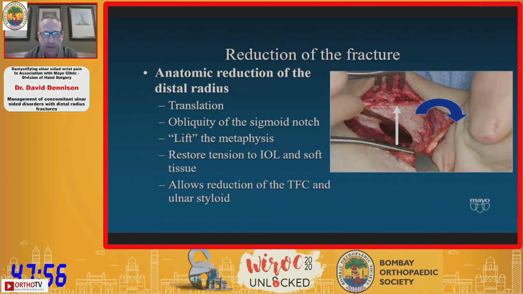We achieve this by lifting the shaft of the radius with the white arrow, and then ulnarly deviating and making sure that the intermediate column or the volar ulnar corner of the radial metaphysis is reduced. This helps restore the sigmoid notch alignment, as well as the tension of the interosseous ligament and soft tissues, and again allows the styloid and the TFC to at least be in the vicinity of where they belong.